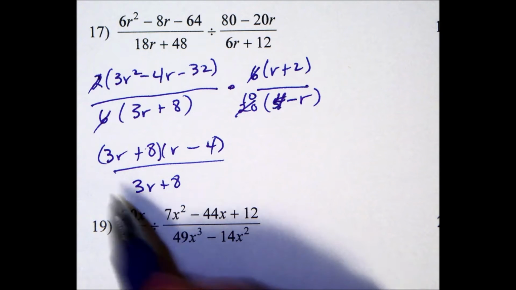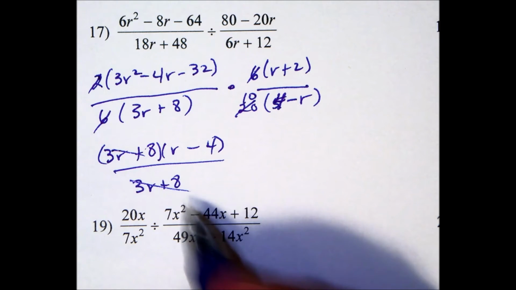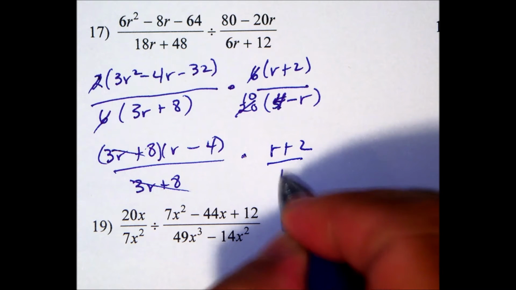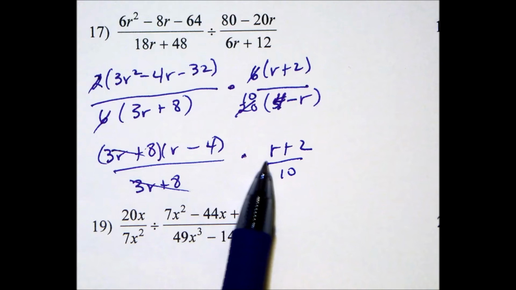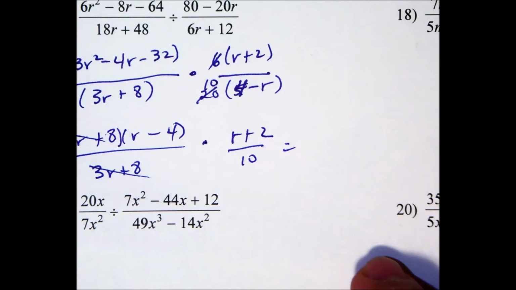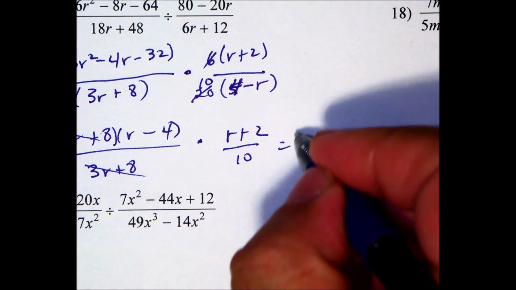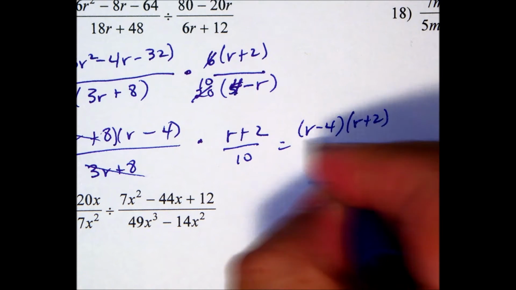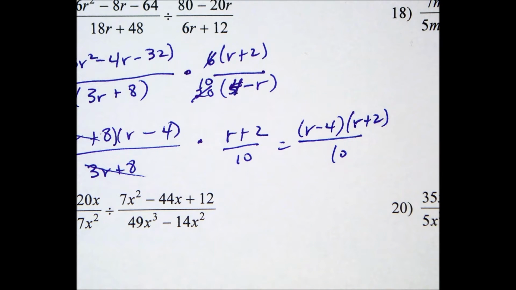Okay. So 3r plus 8 cancels. And I didn't write the other one. Sorry. So that's r plus 2 over 10. And nothing cancels here. So final answer. Okay. And this is the irony again. It is multiplication, but I'm not going to ask you to multiply. Leave it in factored form. And that's the answer. And I'm done.